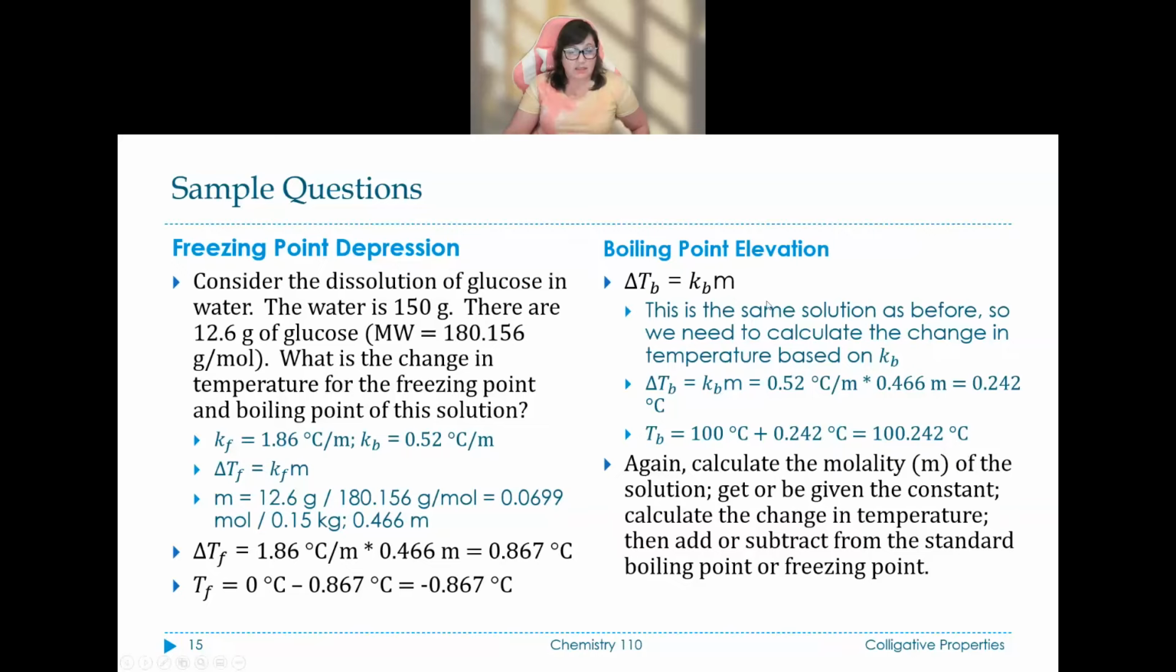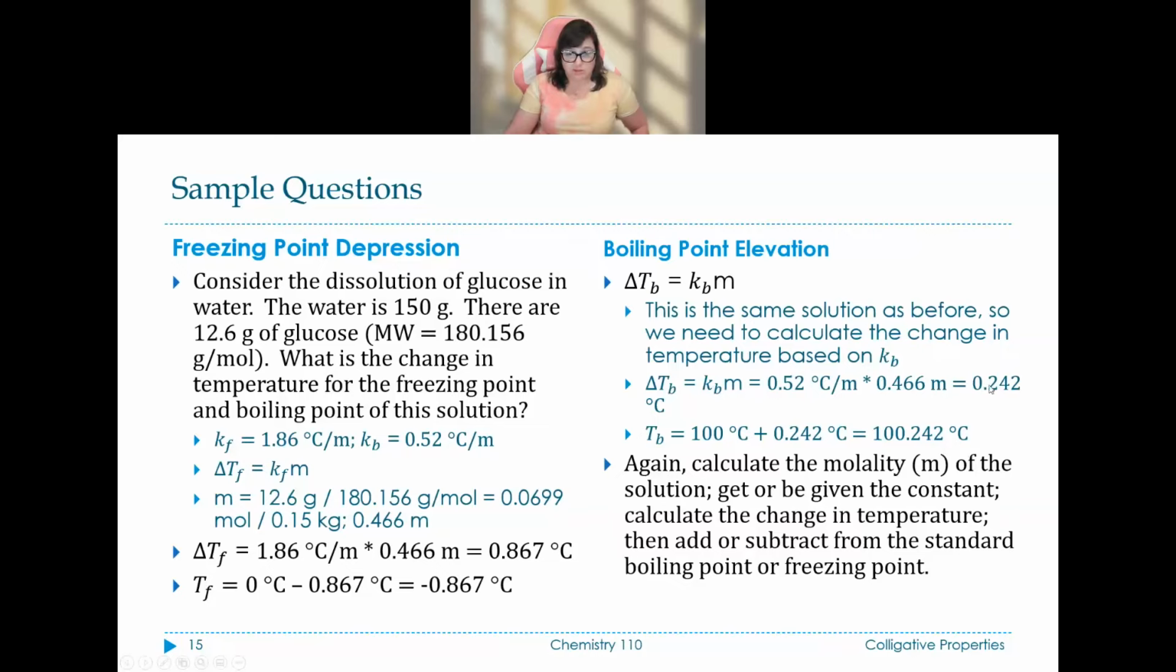Okay. We can go through a similar calculation for the boiling point elevation. Now, the molality is exactly what we calculated before. There's no change in that situation. But we have a slightly different calculation because Kb is not the same as Kf. So when we plug in the Kb, the 0.52 degrees C per molal, times the 0.466 molal, that gives me 0.242 degrees C.